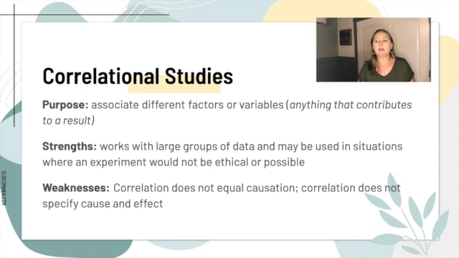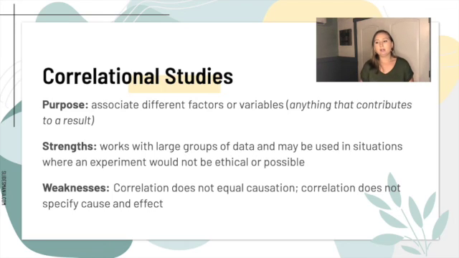Correlational studies, their purpose is to associate different factors or variables. So anything that contributes to a result. Basically, when you're looking at a correlational study, you're not trying to determine cause and effect. As a matter of fact, I want you to burn this phrase into your mind. Correlation does not equal causation. Okay, correlation means two things are related. Causation means one thing caused another thing. Okay? The purpose here is to associate different factors or variables. So are they connected in any way?